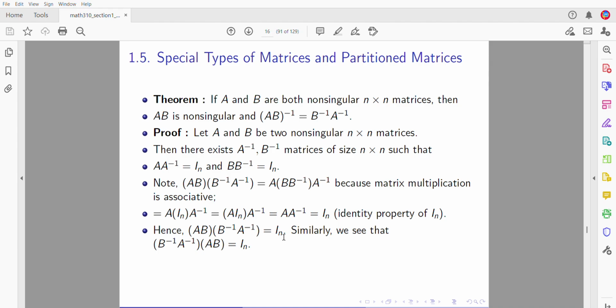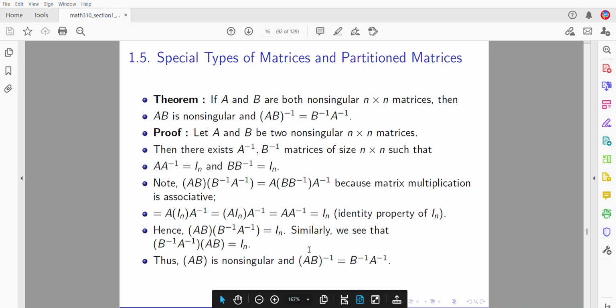Similarly, you may check B inverse A inverse times AB is IN. Again, notice all that it takes is moving the parentheses around. Place the parentheses around A inverse and A. That will give you identity. Identity times B will give you B. Eventually, B inverse B will give you identity again. So, AB is non-singular and its inverse is B inverse A inverse.